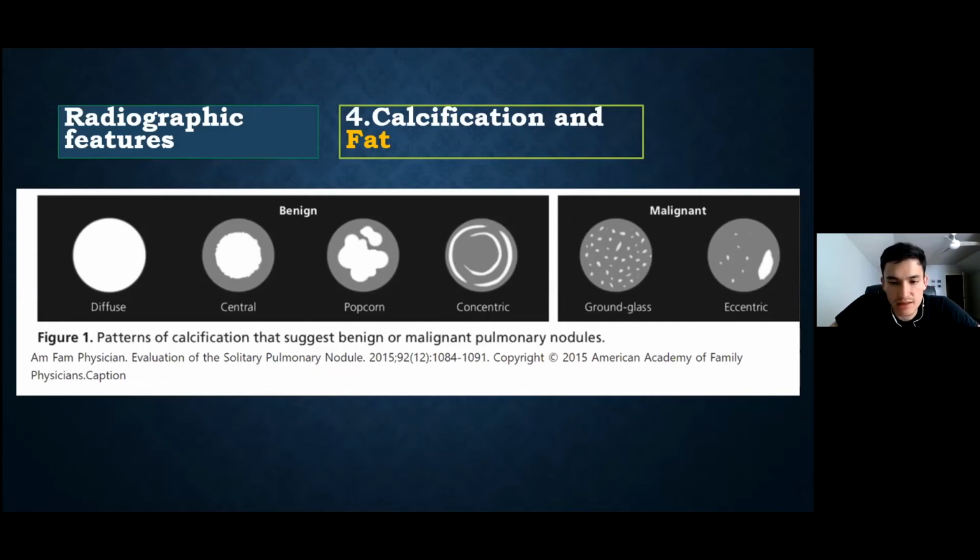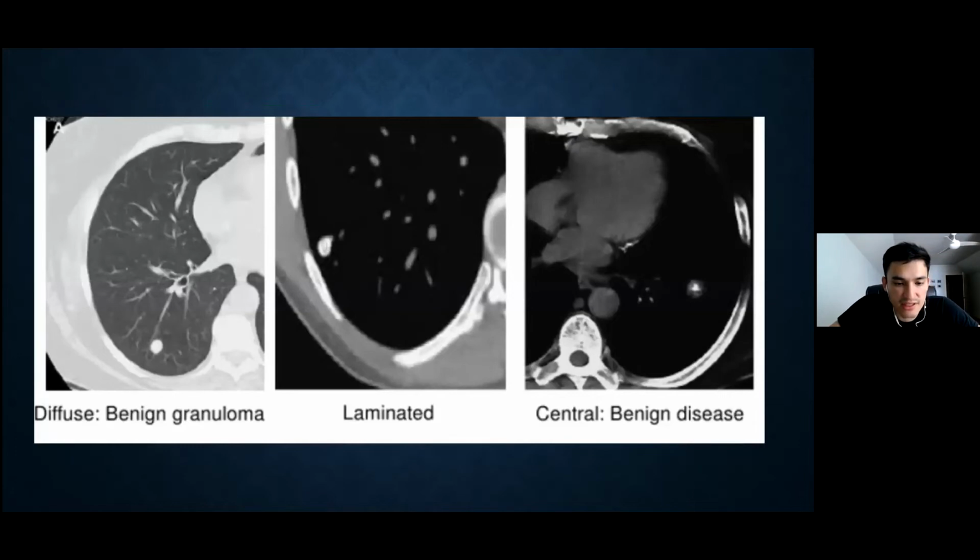So in the case of a diffuse calcification, it is most commonly granuloma. Granulomas also have a diffuse, central, and laminated or concentric calcification. So these 3 patterns can represent granuloma. Unfortunately, some types of metastases can present as a diffuse calcification, specifically osteosarcoma or chondrosarcomas.